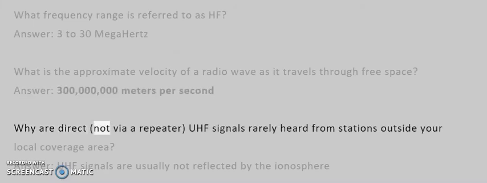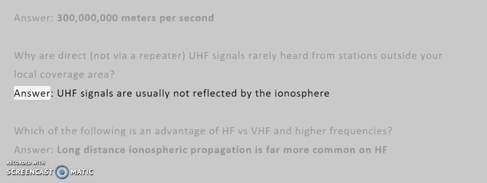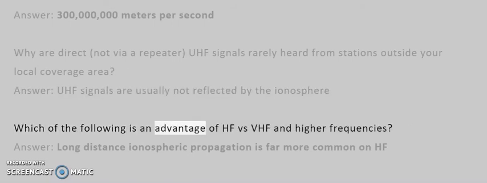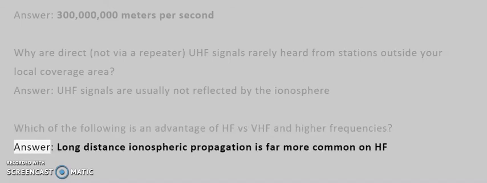Why are direct, not via repeater, UHF signals rarely heard from stations outside your local coverage area? Answer: UHF signals are usually not reflected by the ionosphere. Which of the following is an advantage of HF versus VHF and higher frequencies? Answer: Long-distance ionospheric propagation is far more common on HF.